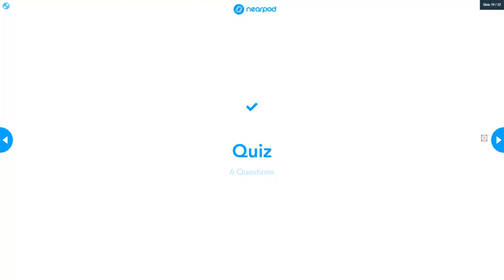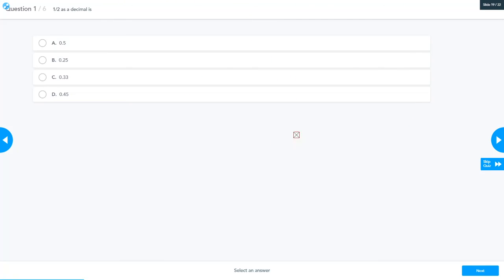And here's our last thing before we do our exit ticket. We're going to look at this quiz. So 1 divided by 6. Oh, that's the first question out of 6. Silly me. 1/2 as a decimal is, look back at your notes and then choose the correct answer. Problem 2, 2/3 as a decimal. Again, we just got to look back at our notes and write it down. Easy peasy. 3/4 as a decimal.